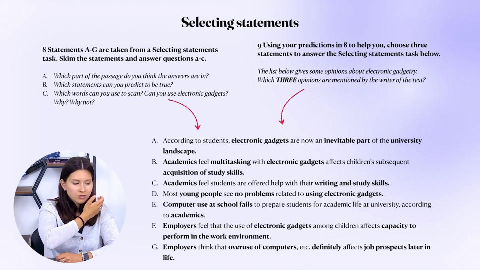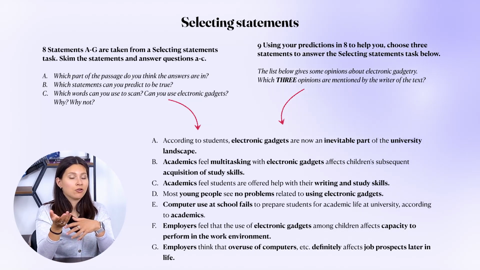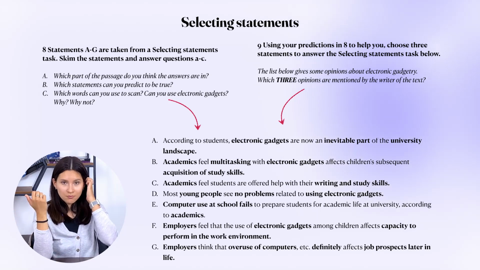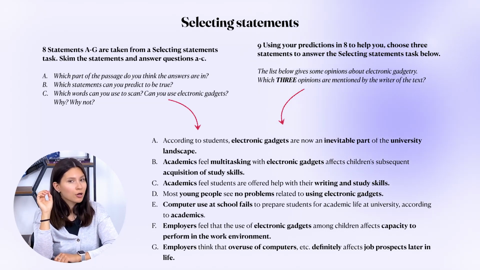Okay, so why can't we use C? Because it gives the academic skills: students are offered help with their writing and study skills. But if you pay attention to the passage, you will see that this is the very opposite. Okay, so this information contradicts the reading passage that is given to you. Okay, computer use at school fails to prepare students for academic life according to academics. Okay, this is also inappropriate.